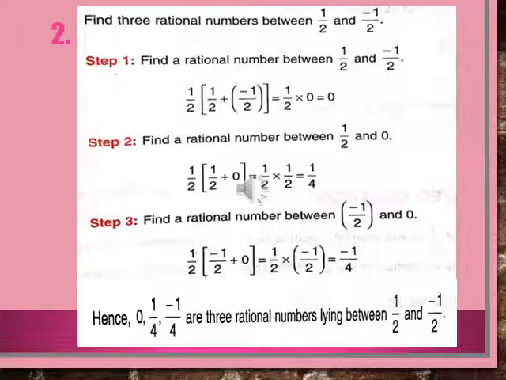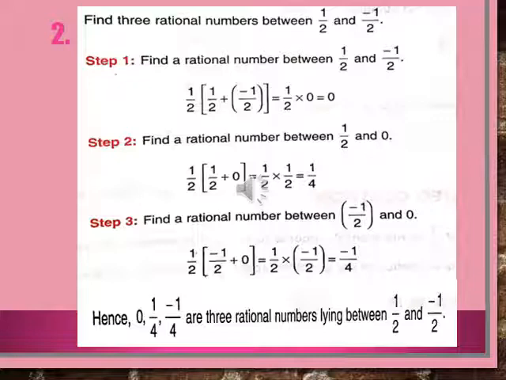Now we have to find the second number, and for that we will take 1/2 and the 0 we just obtained. We will find the number in between these two numbers. So again we add these two numbers, 1/2 plus 0. 1/2 plus 0 means 1/2, and then divide by 2 means again multiply by 1/2. So the answer is 1/4. Now this is the second number.